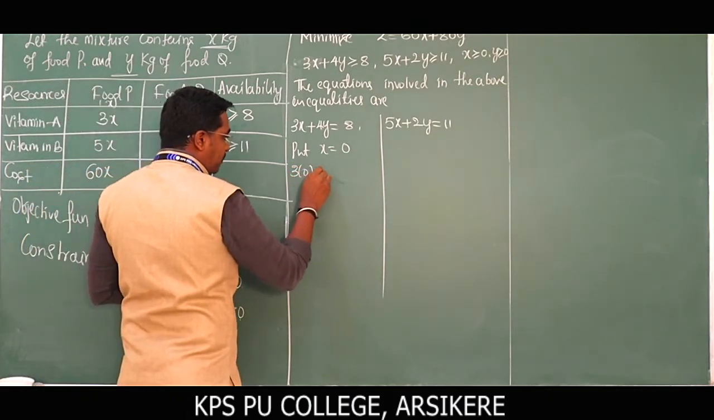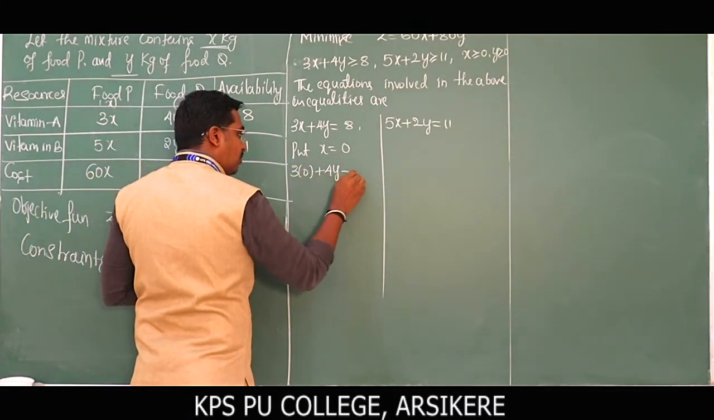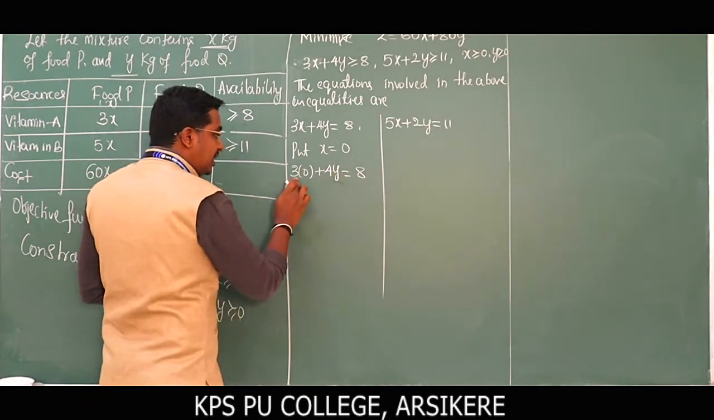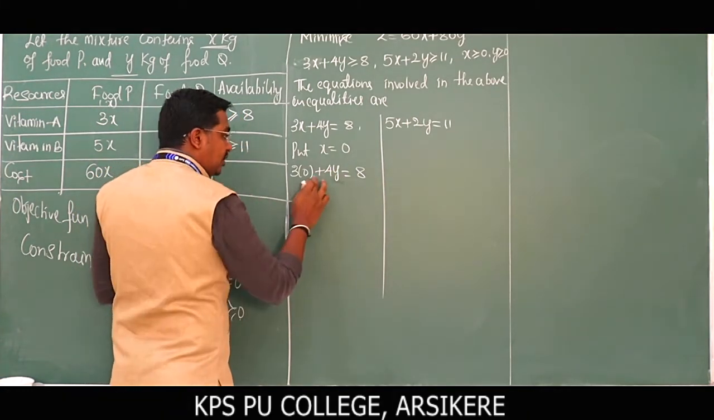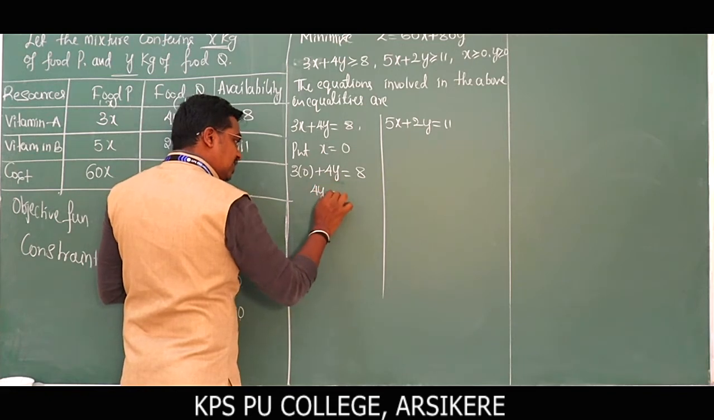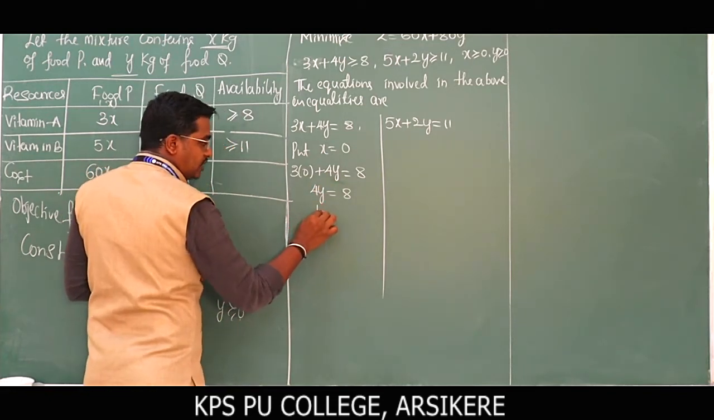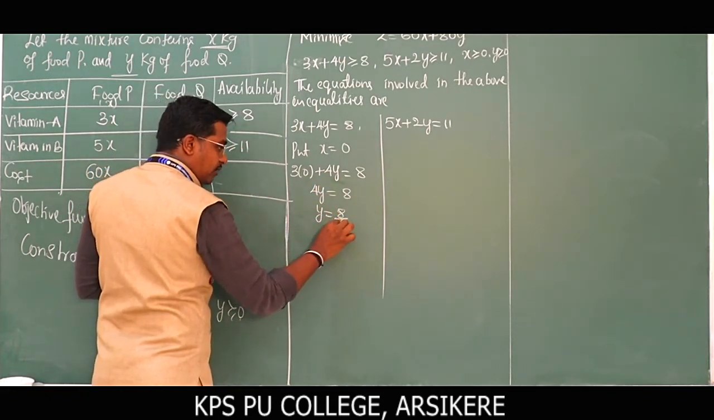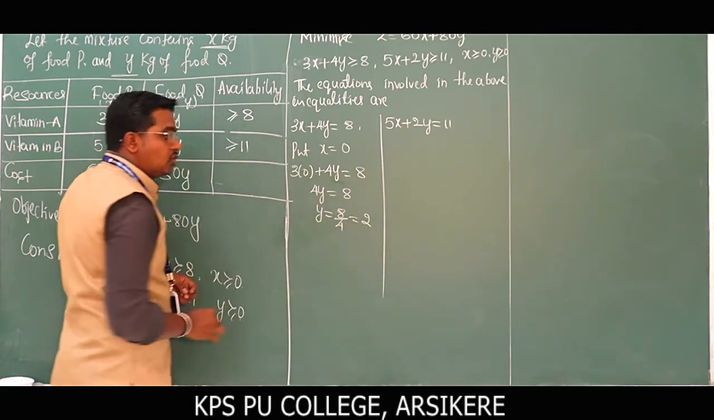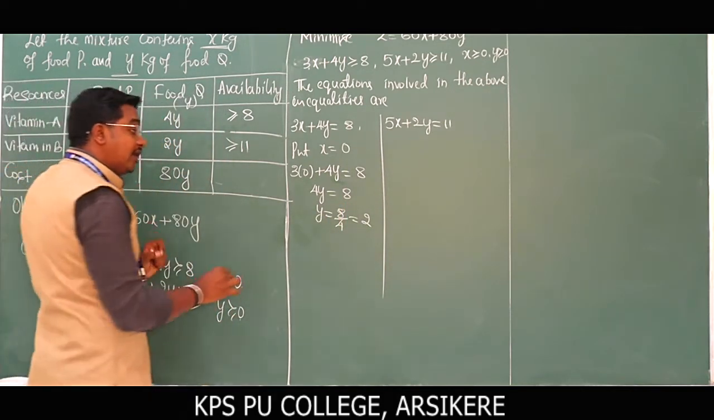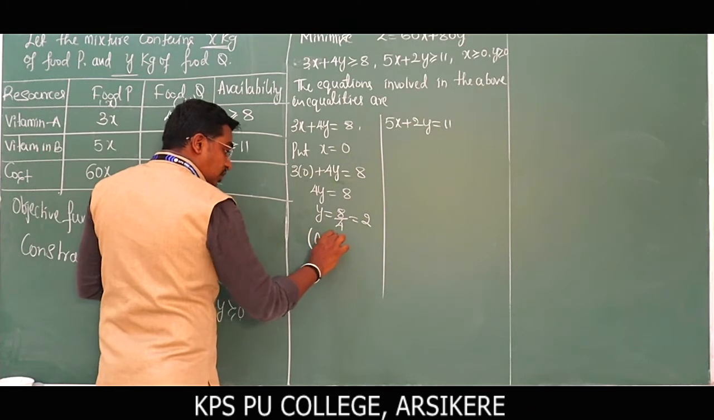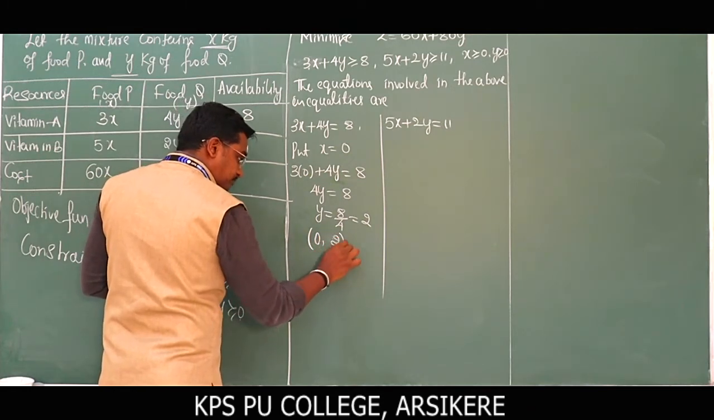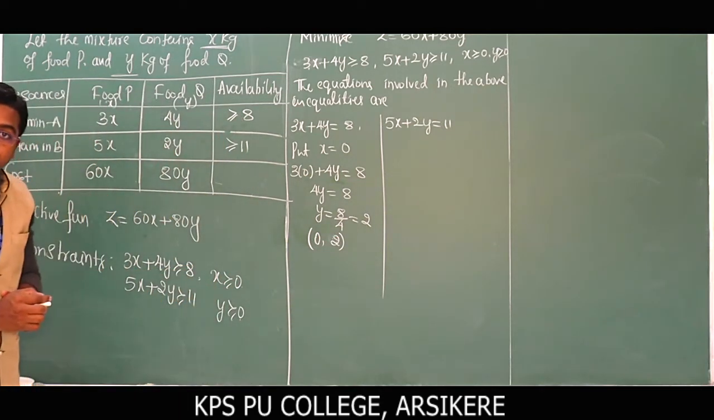3 into 0 plus 4 into y is equal to 8. So 3 into 0 is 0, 0 plus 4y, 4y is equal to 8. So what is y then? y is equal to 8 divided by 4, that is 2. What is the corresponding point on the y axis here? 0, 2. Point 0, 2.